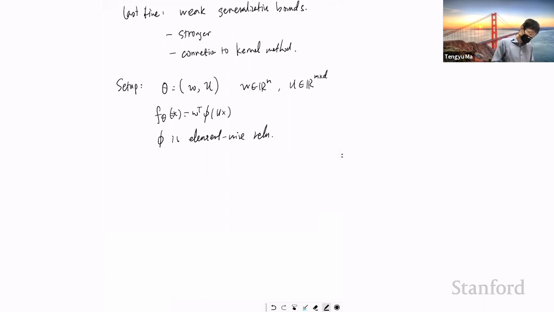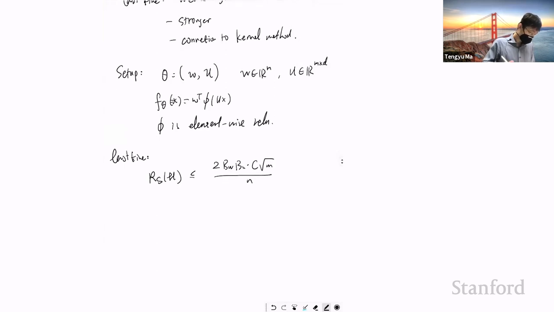And so last time, what we had was this generalization bound of the form that the Rademacher complexity of H is bounded by something like 2 times B_W, B_U times C square root m over square root n, where H is defined to be the class where you restricted the 2 norm of W to be B_W, and you restricted the max 2 norm of u_i to be B_U, and that's the hypothesis class.